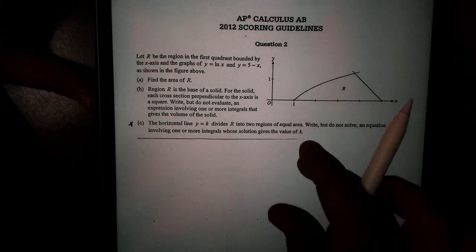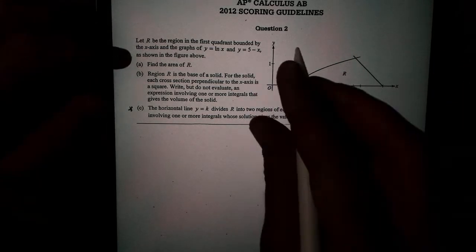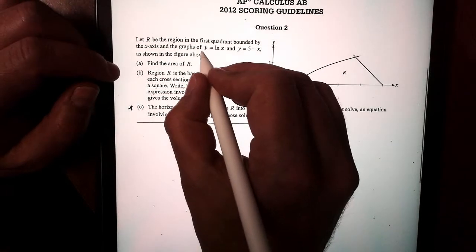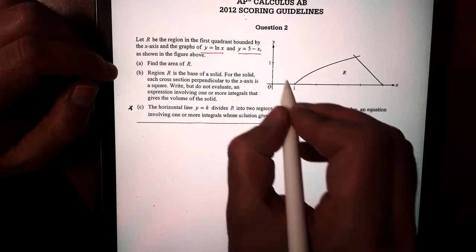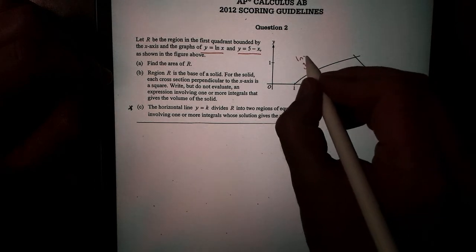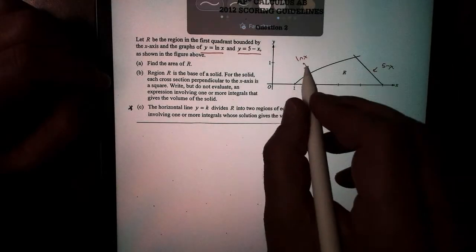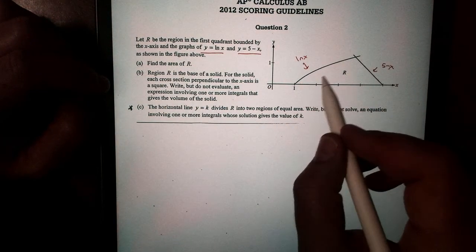This is from the 2012. So 2012, we have this interesting little graph right here of region R. It is made up by the natural log of x and y equals 5 minus x. Of course, we should be able to recognize that this part right here is our natural log of x, and over here we have the function 5 minus x. So, what we're asked to do is, we're looking at this region right here.